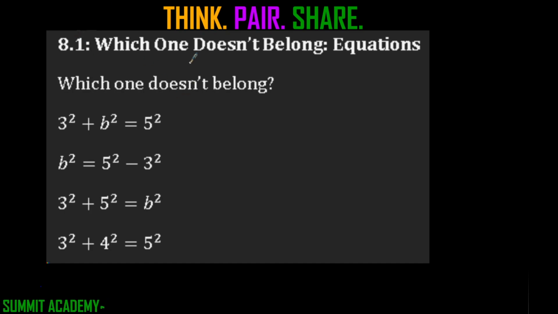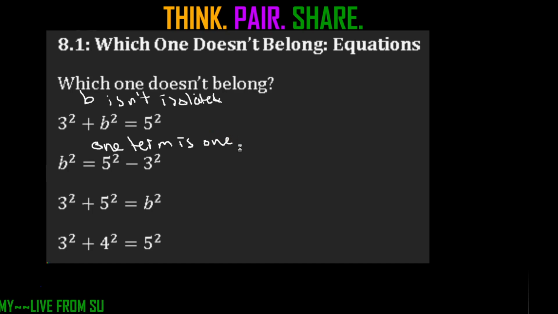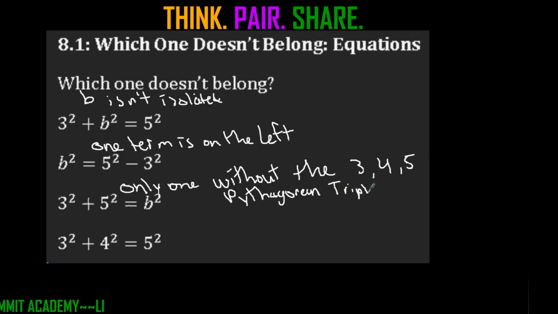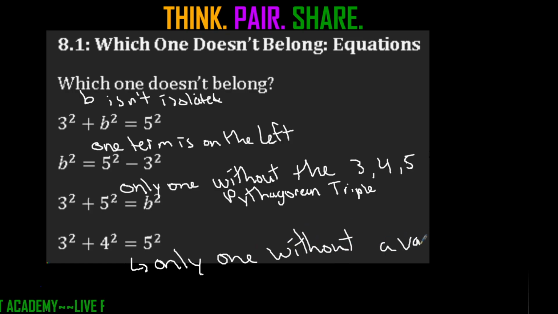So in this one, we can say that B isn't isolated. It's not by itself. For this one, a term is on the left all by itself. For the third one, it's the only one without the 3, 4, 5 Pythagorean triple, meaning those side lengths form a right triangle. And then this one is the only one without a variable.